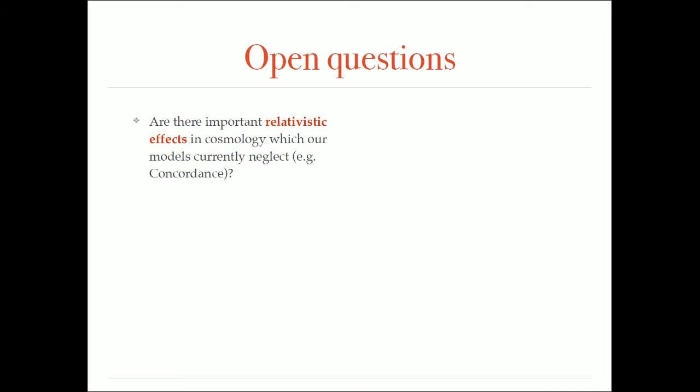So the main question obviously is, are there relativistic effects that are not taken into account by the current models that we use in cosmology? And again, I'm kind of more interested in the large-scale structure and sort of the large-scale universe. So in particular, I mean the concordance model here, but you could take this question and reformulate it in terms of any other model that you can imagine that may entail gravity and relativistic gravity, general relativity, and ask yourself that question in that context.